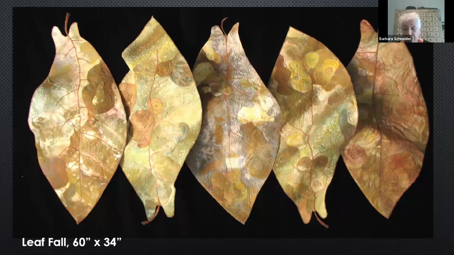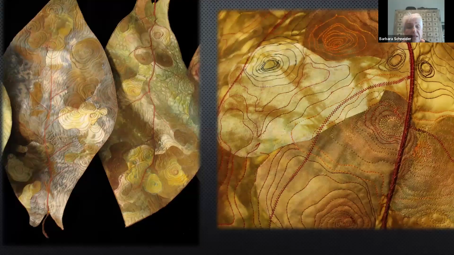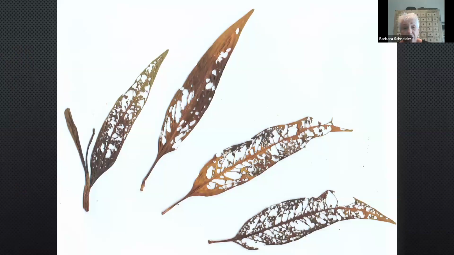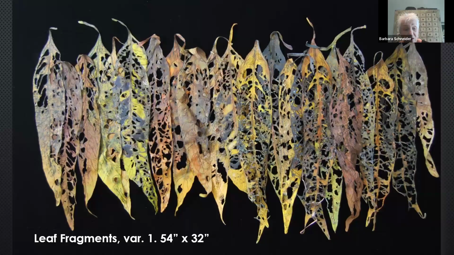And that was a real revelation. Here are some details from that, of the stitching and of just one or two leaves. That led to trying to recreate these very teeny tiny leaves. They're about 2 inches tall each. And that became a piece called Leaf Fragments Variation 1.